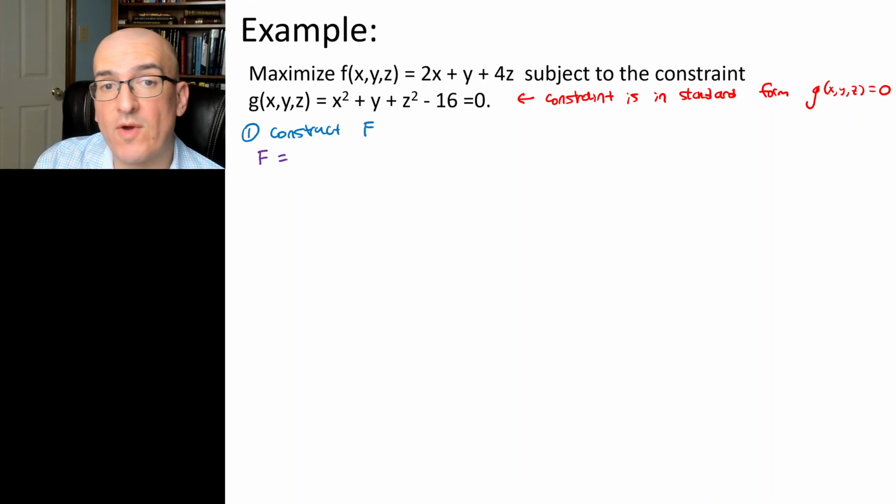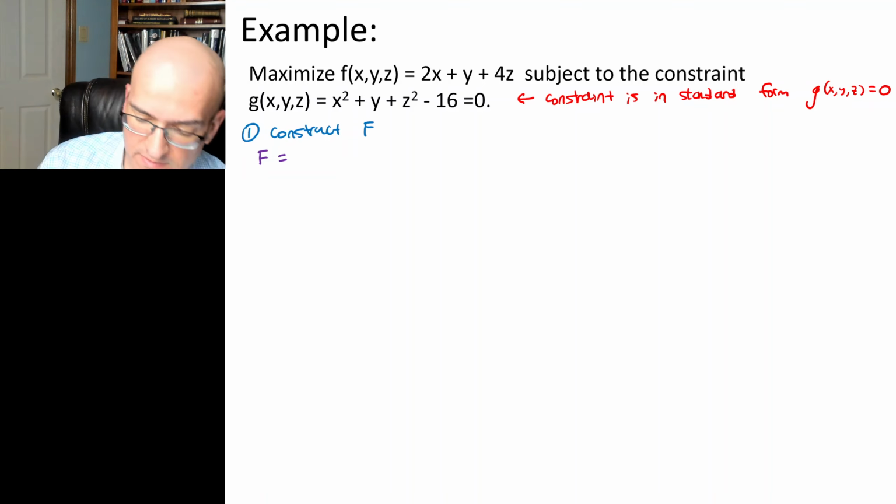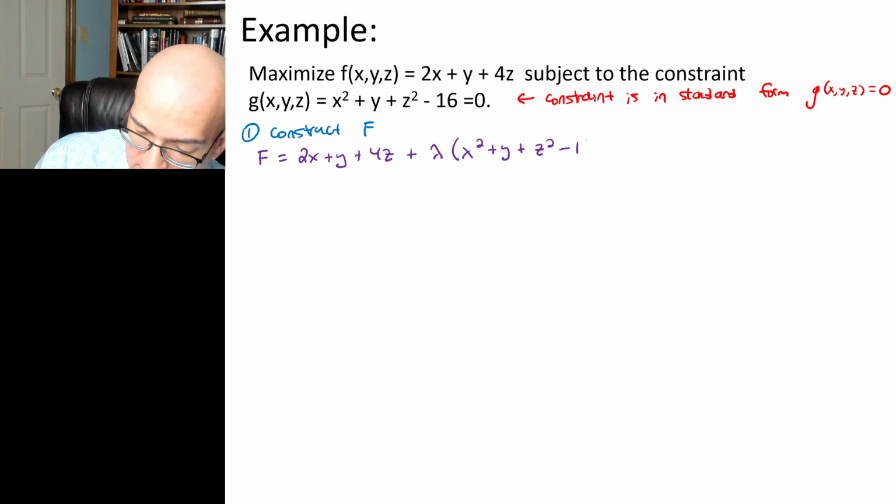And this itself might be a question on a test. Given this objective function and given this constraint, what is the Lagrange function? And that's the whole thing. The whole question is just create it. And that, in an application, might be the most important thing to do. Figure out what function you're trying to maximize. Okay, and then plus lambda times g. So x squared plus y plus z squared minus 16.